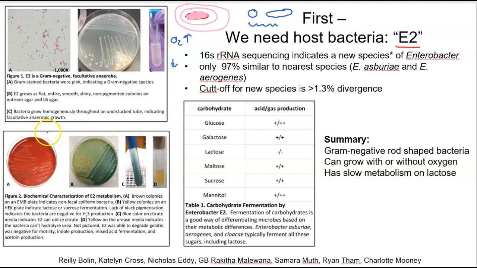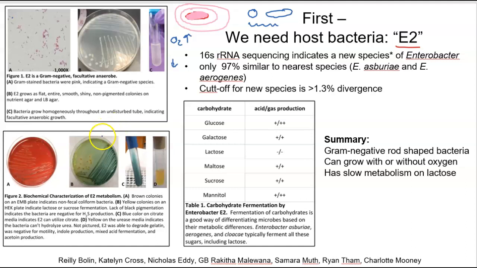So on this plate, it's looking, can the bacteria ferment or break down the sugar lactose? And if they are fecal coliforms like E. coli, on this plate they'd grow metallic green. But we don't have a metallic green there, so it's not a fecal coliform. And on this plate, it's actually looking at a couple things.